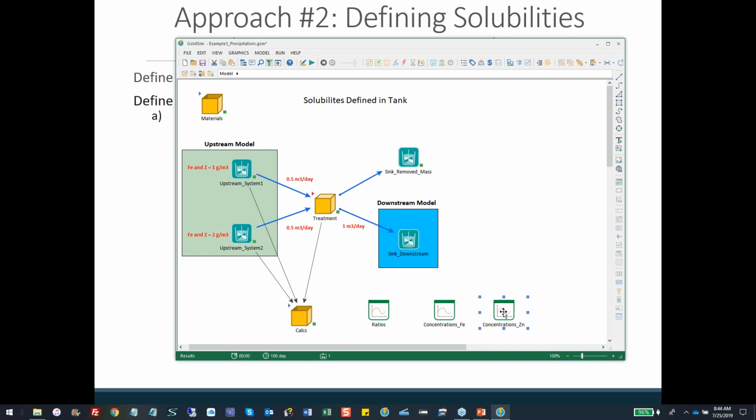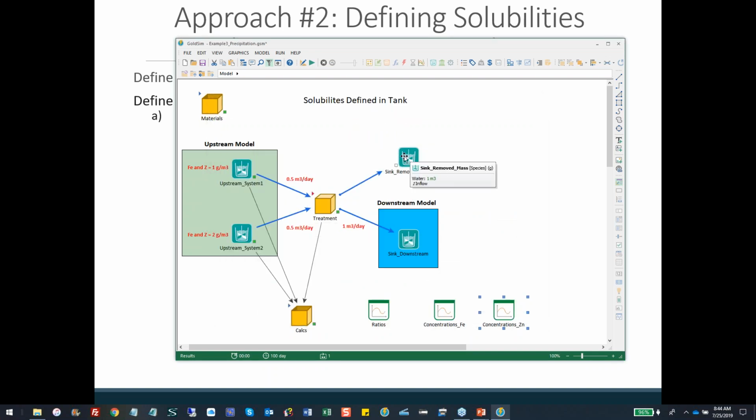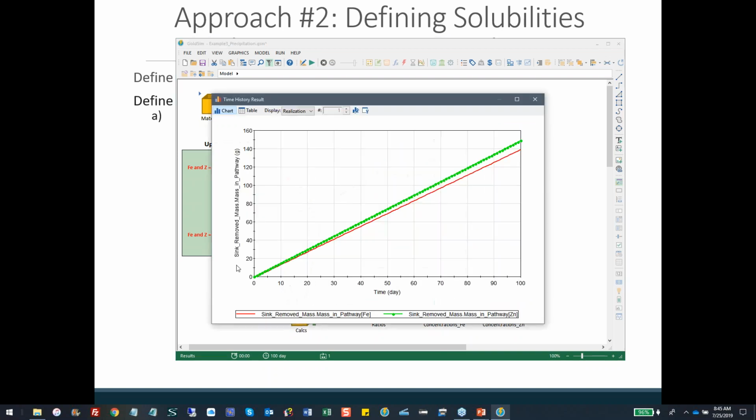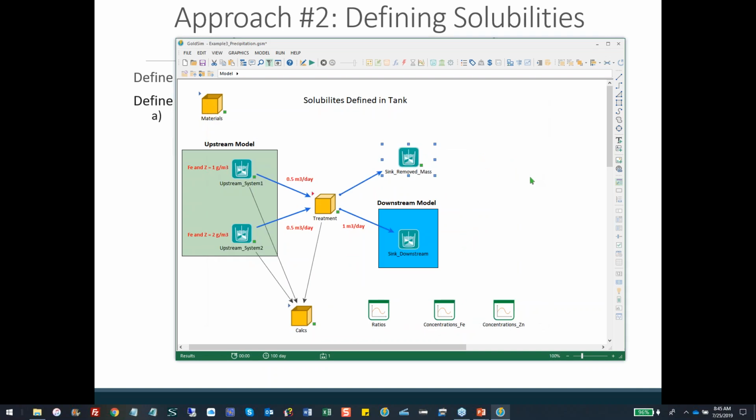So that's what you're seeing here. And if we look at zinc, the solubility limit here is 0.01. So it's leaving at the solubility limit. All the rest of the mass got sent here. Right? It all got sent here, and we can actually see how much mass got sent there. That's how much mass got precipitated and removed from the system. So it's a different process than our black box treatment efficiency, right? And in fact, it's perhaps a little bit more physically based here.